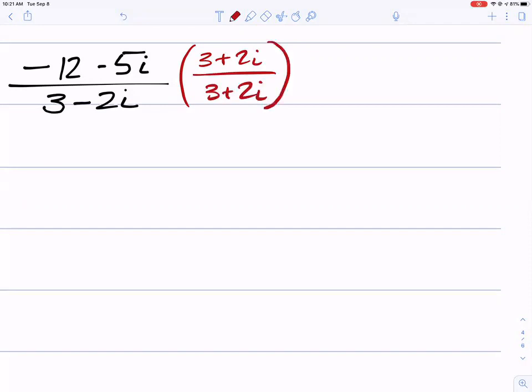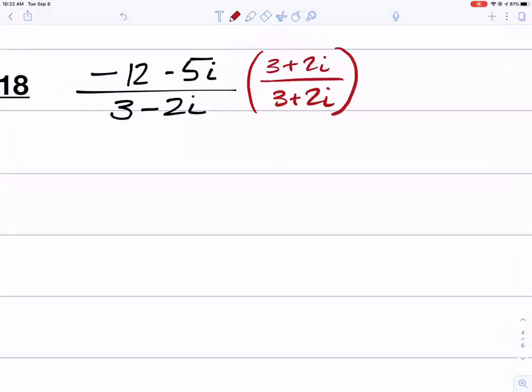By the way, why is that legal? Why am I allowed to do that? It's the same as 1. What happens when you multiply by the number 1? You get the same thing back. So all I'm doing here is multiplying by the number 1. I'm not changing the value of this fraction. I'm just simplifying it.